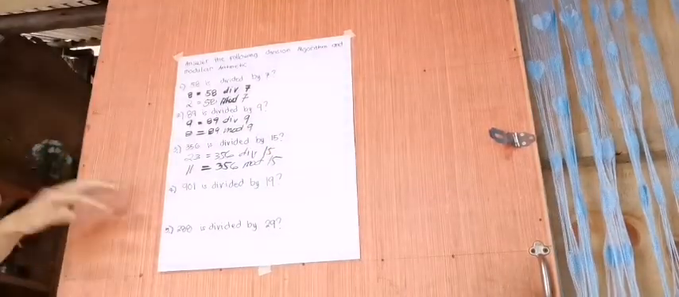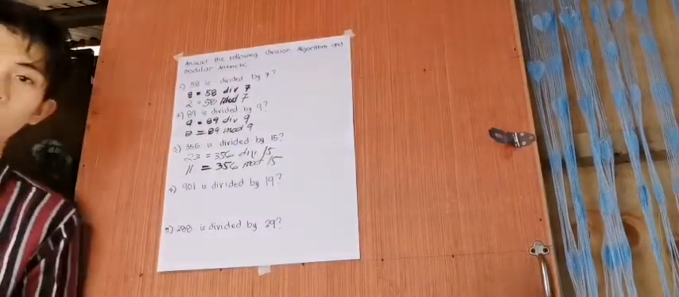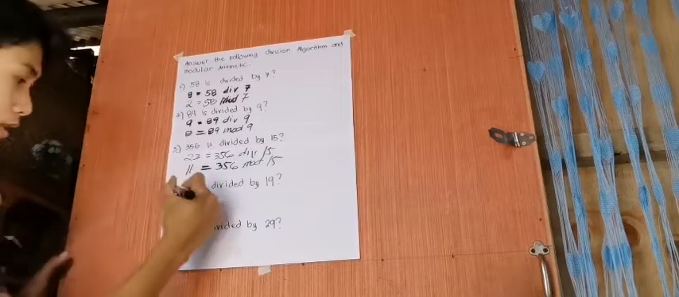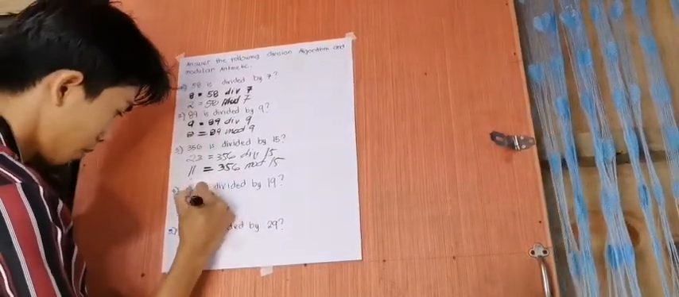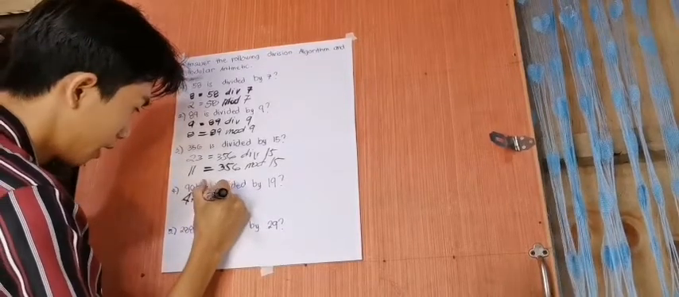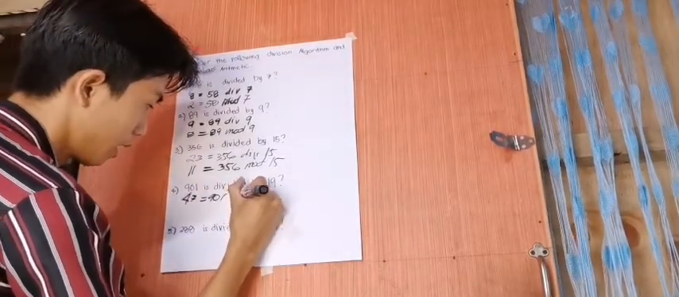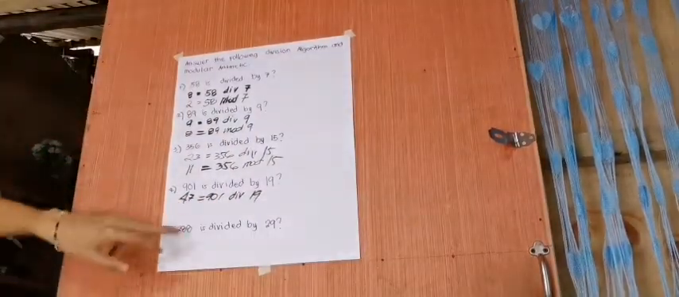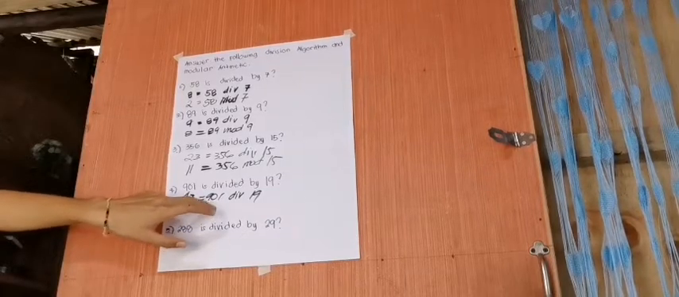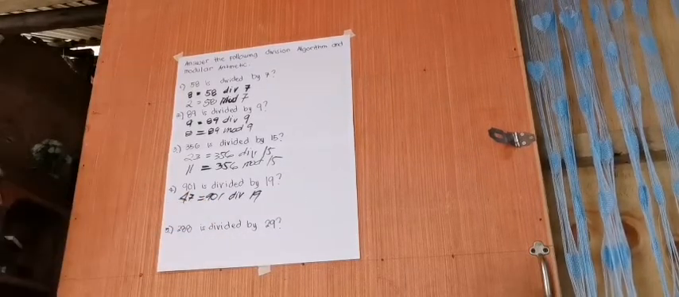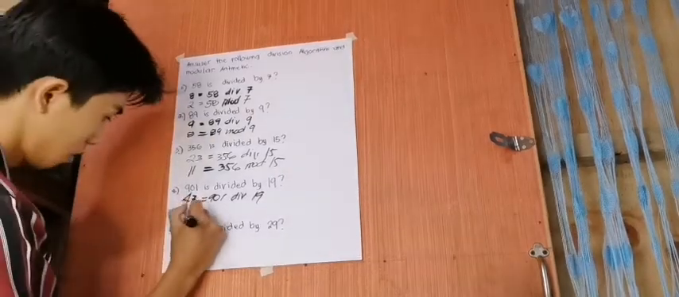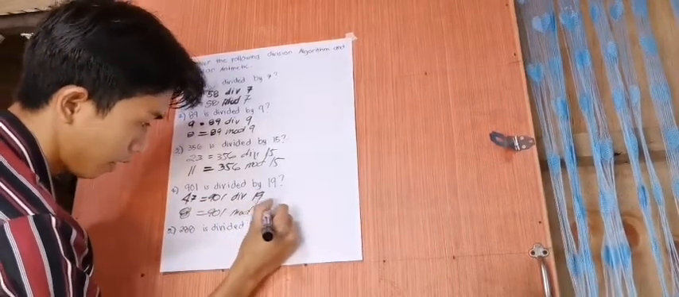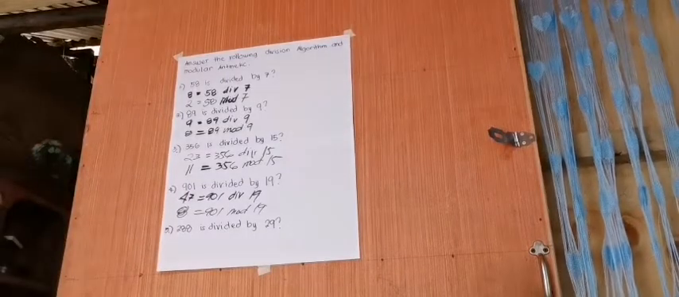Number 4. So 901 is divided by 19. 901 divided by 19, the answer is 47. 47 equals 901 div 19. So 47 times 19, then 901 minus the answer of 47 times 19. So our answer is 8. So 8 equals 901 mod 19.